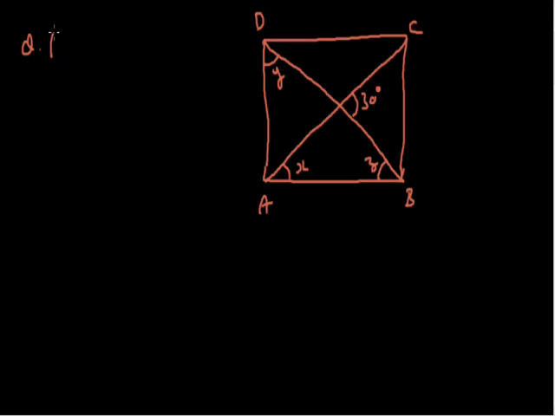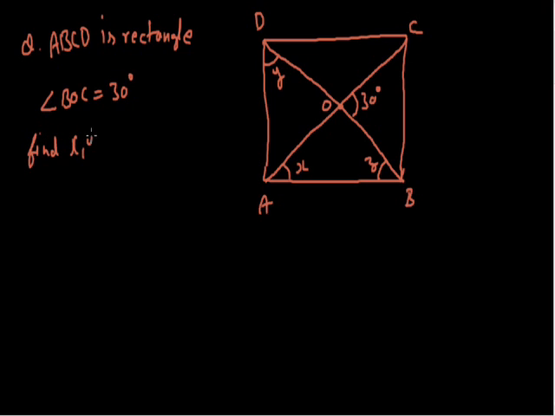In this question, it is given that ABCD is a rectangle and angle BOC is given as 30 degrees, and we have to find the values of x, y and z. Now let's see the solution.